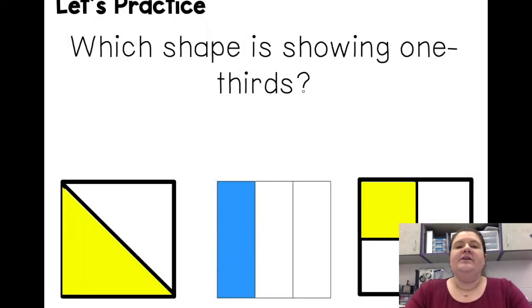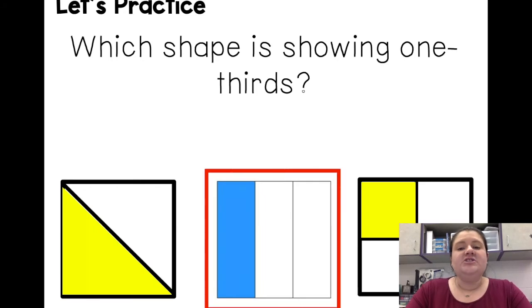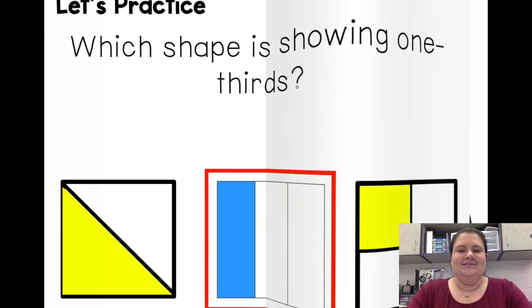All right, which shape is showing 1/3? So 1/3 of the shape is shaded in. So that means it's divided into 3 equal parts and 1 part is shaded in. If you said the middle shape, you are correct.